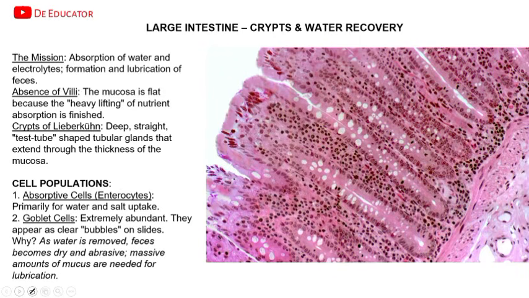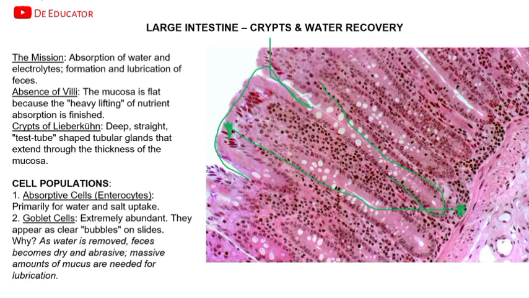Moving on, we have the large intestine. The large intestine has crypts, and it is also the water recovery system. The mission is to absorb water and nutrients, form feces, and lubricate the feces. In the large intestine there is an absence of villi. If you look at this large intestine, you will see that there are no villi. This thing here is not a villus.